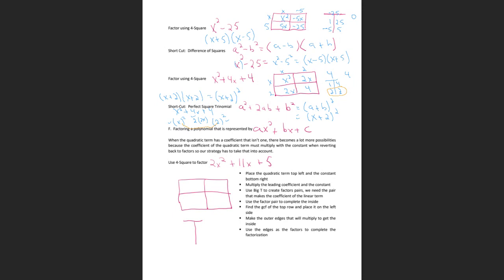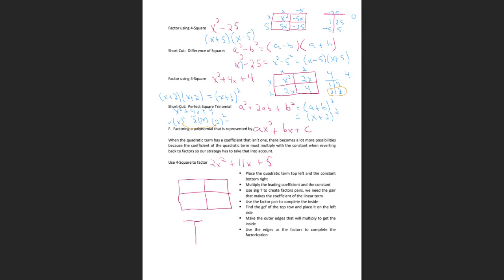Now, as we move forward, we're going to get into polynomials where the coefficient is no longer going to be 1. There's actually going to be a coefficient in front of the x squared. When there is, it makes it a lot harder to do. So what we're saying here is when the quadratic term has a coefficient that isn't 1, there become a lot more possibilities because the coefficient of the quadratic term must multiply with the constant.